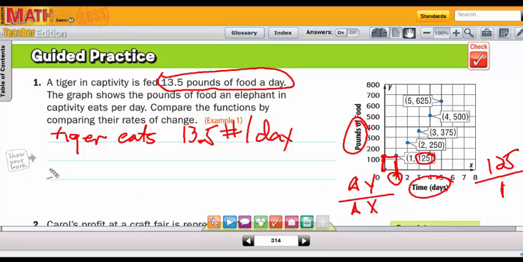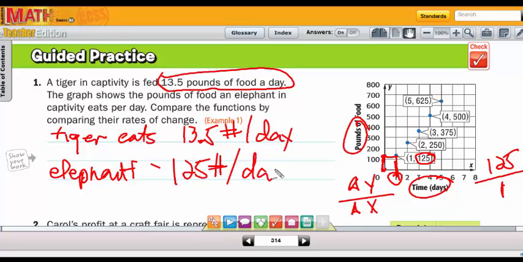So we can move over to here and say elephant is 125 pounds per day. So our rates of change are not even close. It asks us to compare by comparing the rates of change, and we would say that elephant, we'll just use an E, is a much greater rate of change than tiger.